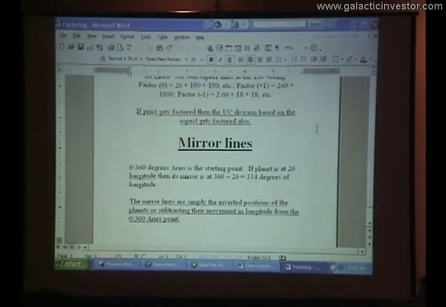So when price and time are equal, we get a precise high based on an aspect, or a precise low based on an aspect. That defines a setup. And then you use some of your other indicators to buy or sell. I'm going to be showing you how to determine these. We just had one that was based on the mirror line between the Sun and Jupiter, based on a trine.